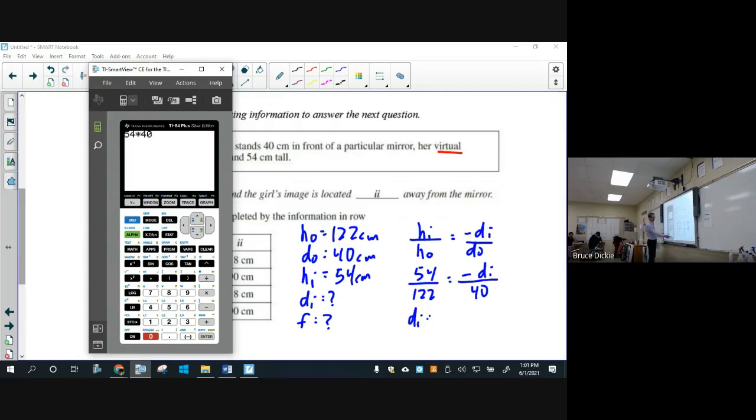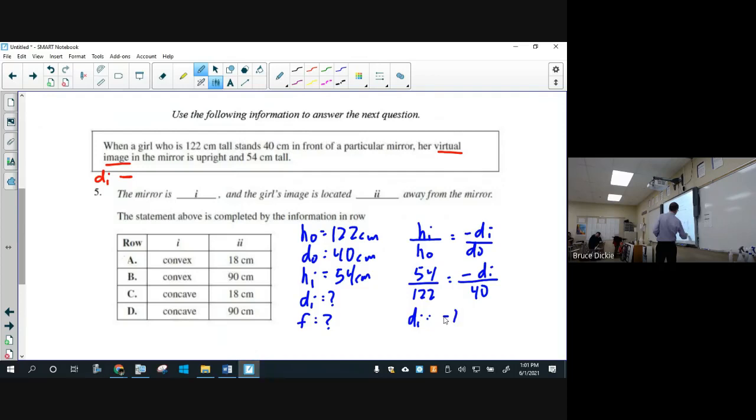54 times 40, and then let's divide that by 122. Or you could have said 54 divided by 122, and then multiply the whole thing by 40. You'd have to use brackets, though. Okay, 17. That's actually negative 17, right? Because of the negative on the DI. Negative 17.705.